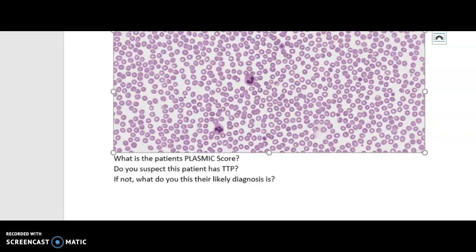What is a likely diagnosis? When we start looking at the abnormal coagulation results with the large platelets, we want to come across some of these platelet disorders, and this is consistent with Bernard-Soulier syndrome.